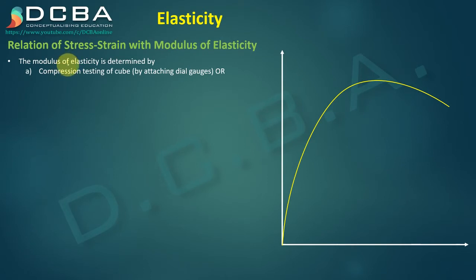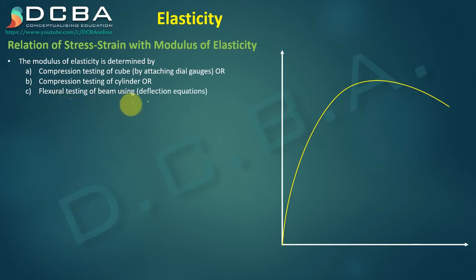So modulus of elasticity is first of all determined by compression testing of cubes, that is by attaching dial gauges and then recording the strains, or we get it by compression testing of cylinders, or by flexural testing of a beam using deflection equations. So if we are testing for a single point load, then we know that deflection is PL cube upon 48 EI. So the load at which this deflection has occurred you will be knowing, the length of the beam you will be knowing, moment of inertia you will be knowing, so you can find the modulus of elasticity.